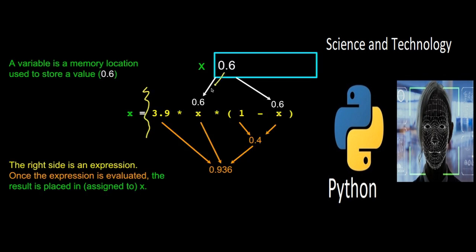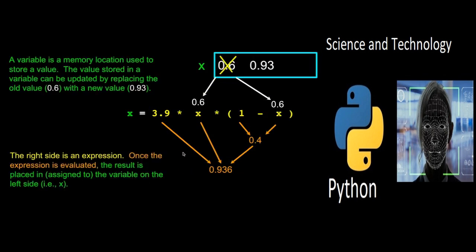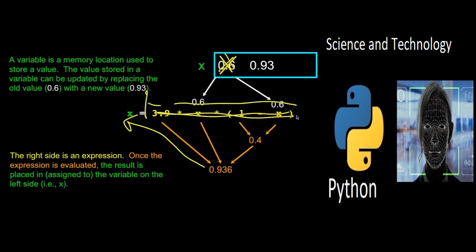So it pulls the 0.6, everywhere x appears, it pulls 0.6 out, then it starts running these calculations, and then it has the new value. After all the calculations are done, then and only then is it going to put that back into x. And so it sort of takes that and puts it back into x, and then wipes out the old value. At this point, this has all been taken care of, and it's been reduced down to this 0.93, and so that is what's put in as the new value.